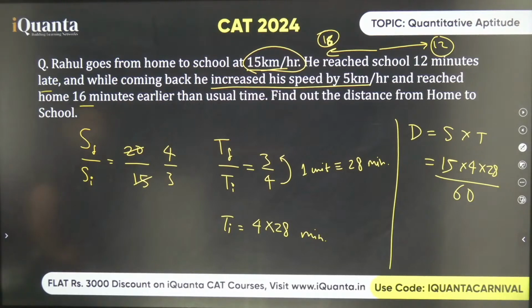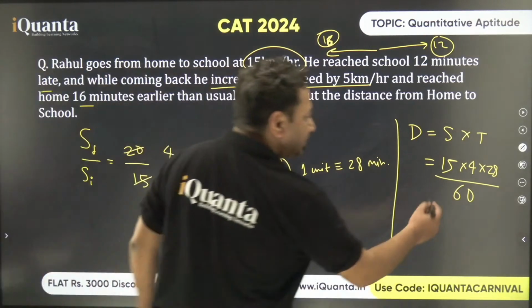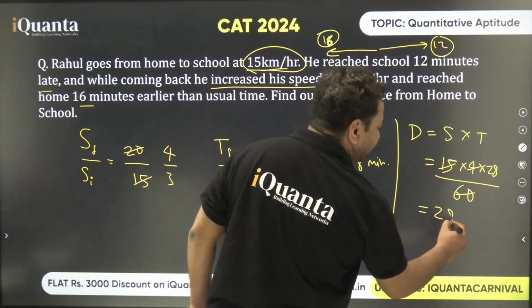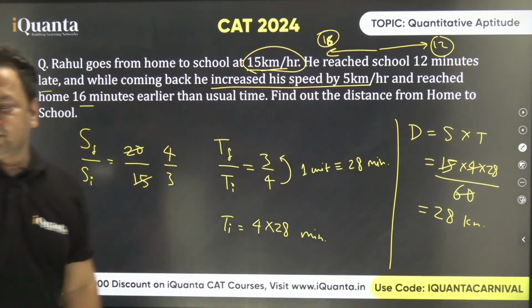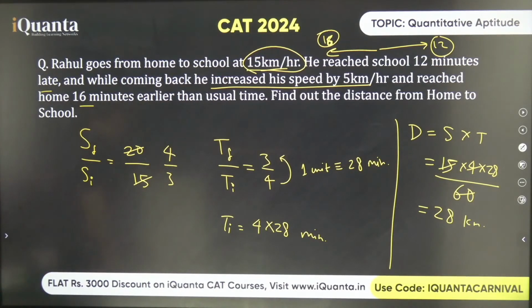Roshan, we have to find the distance from home to school. So what will be the answer? The answer is 15 into 4 is 60. The answer is 28 kilometers only. Clear? Rohan, it is not 21, it should be 28. I think you committed a typo over there. Great. Did you enjoy it? So just by using simple observation techniques, we are able to answer these questions.